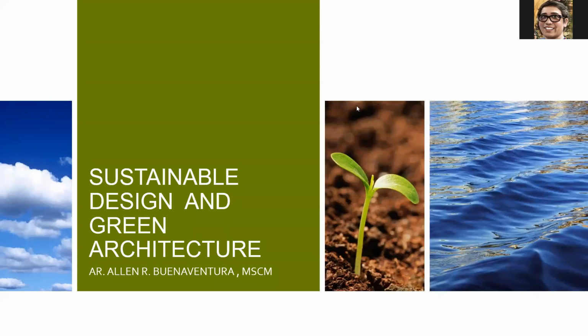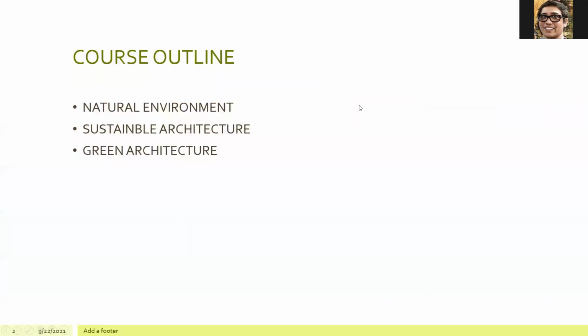So sustainable design and green architecture. The outline of this topic is the natural environment, sustainable architecture, and green architecture. So we have 3 topics to be discussed today.